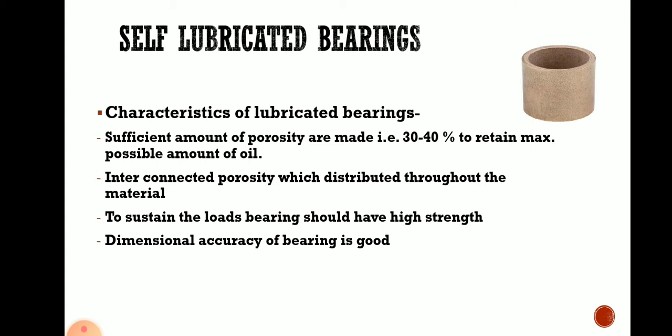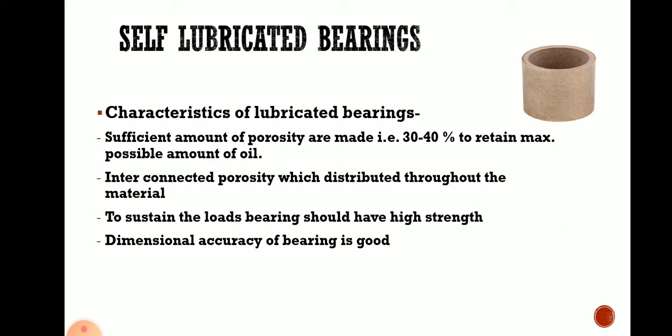So after this working, the characteristics of the self-lubricated bearing. What should be the characteristics of this bearing? If you understand the working, then the characteristics will be related to this working also. Sufficient porosity must be made, that is 30 to 40% porosity must be there to retain the maximum possible amount of oil. To retain oil, the bearing must have porosity, and that controlled porosity we can achieve with the help of only the powder metallurgy process. That's why this is an important application of powder metallurgy.